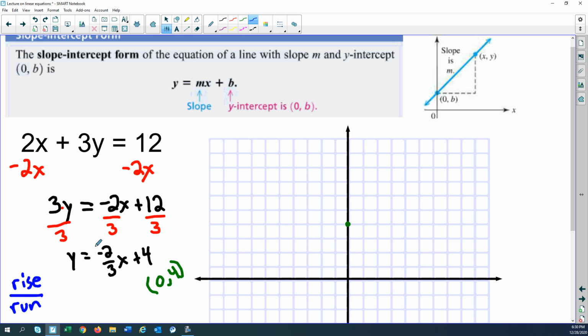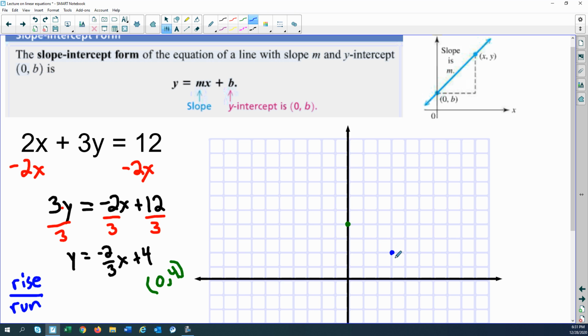So that's telling you that the value on top is the rise. So it's going to tell you up or down. And the run is going to tell you left or right. So we're going to start this time from the y-intercept because we're trying to graph the line that goes through this point. So -2 tells me that from my y-intercept, I'm going to go down 2, and +3 tells me right 3.